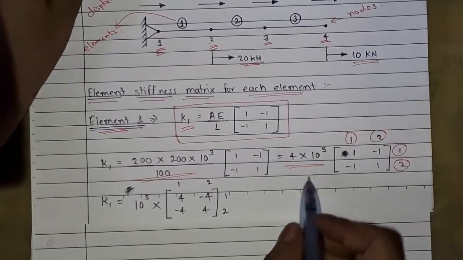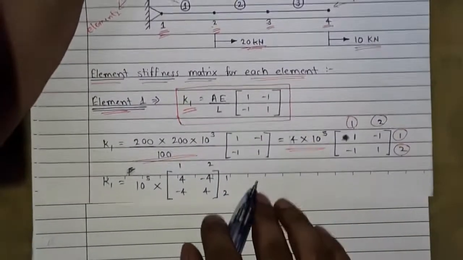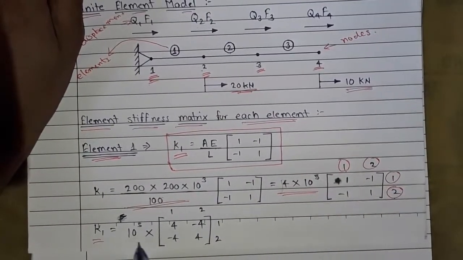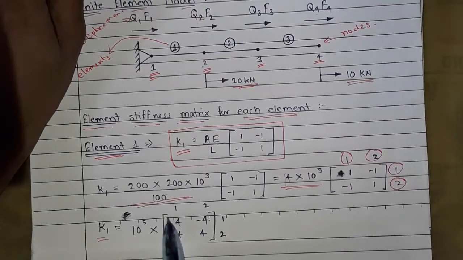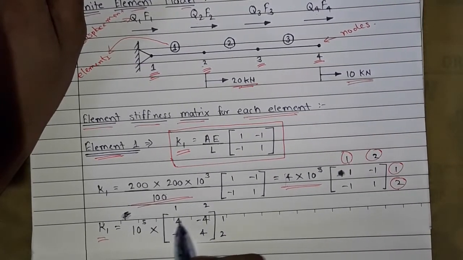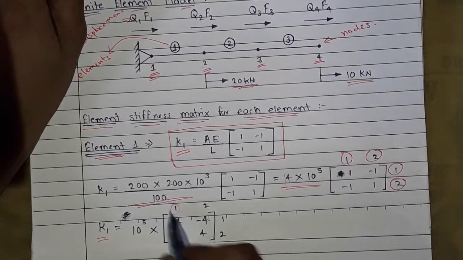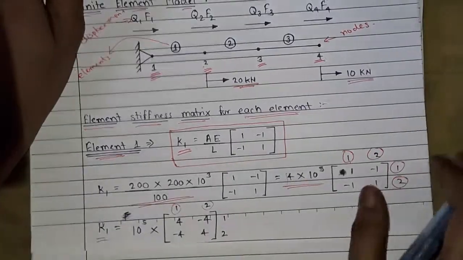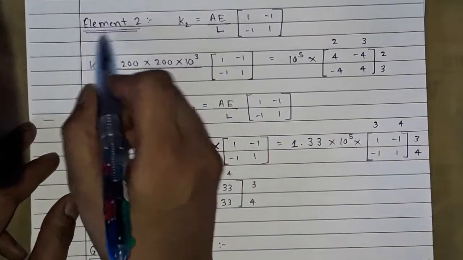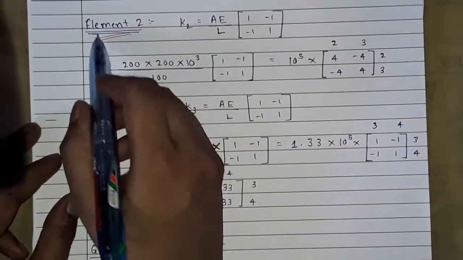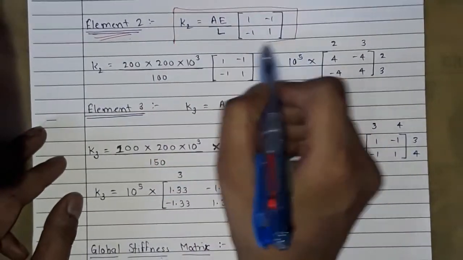Now friends, we multiply these 4 with this matrix, then we get k1 is equal to 10 raised 5 times the matrix 4 minus 4 minus 4 4, and these are the nodes 1 2 1 2. After finding the value of k for element number 1, now we will find the value for element number 2. Here friends, the equation is the same.